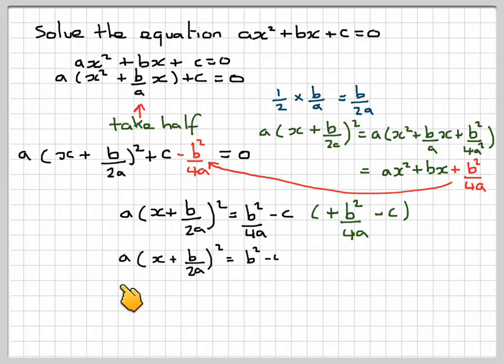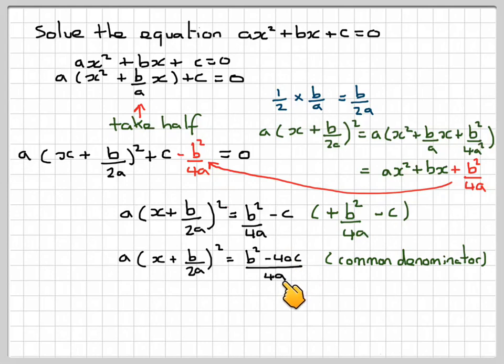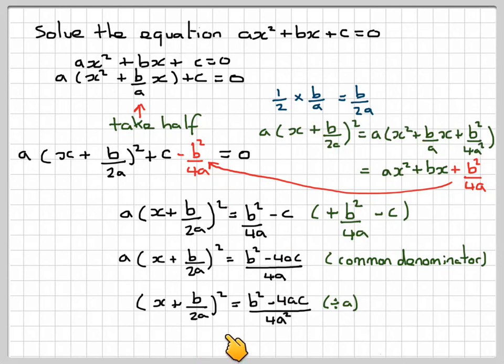So what we get is a brackets x plus b over 2a all squared is equal to b squared minus 4ac over 4a. Now we're going to divide by the a. Dividing by the a is now going to make this 4a squared on the bottom. So we've got x plus b over 2a all squared is equal to b squared minus 4ac all over 4a squared.